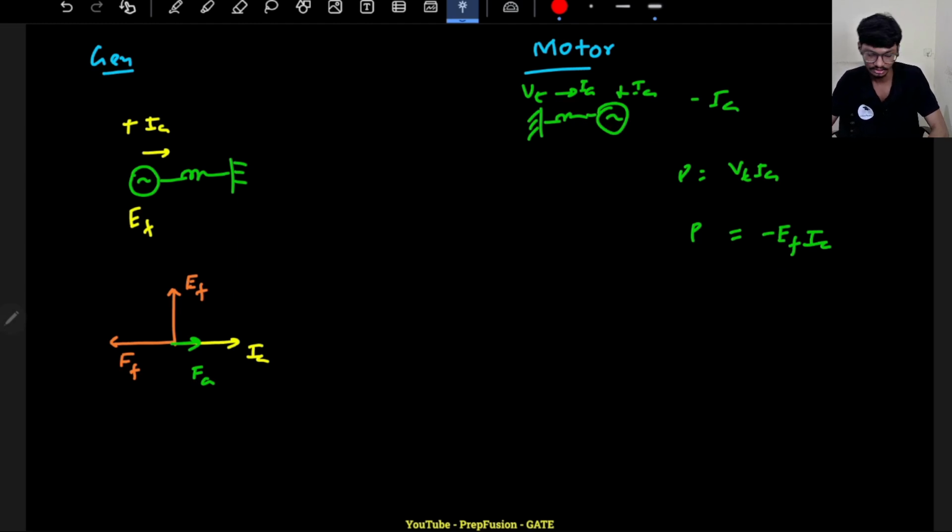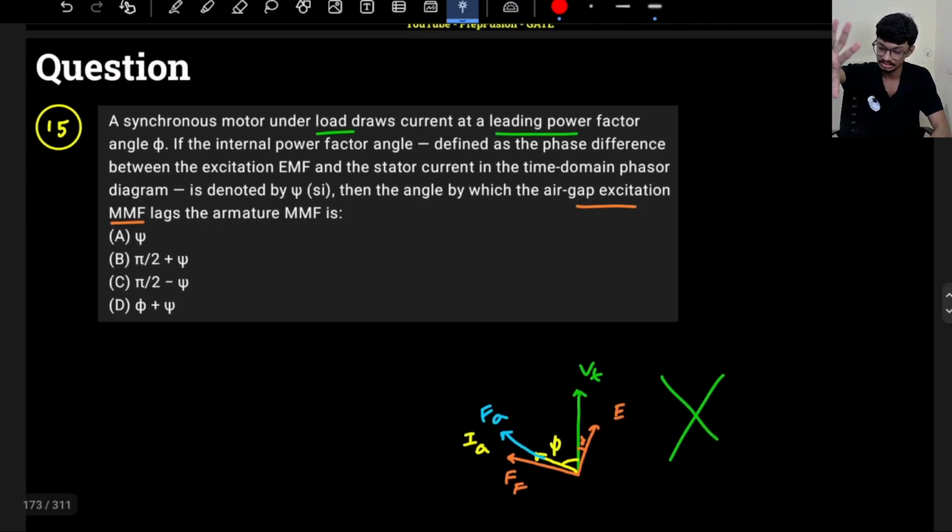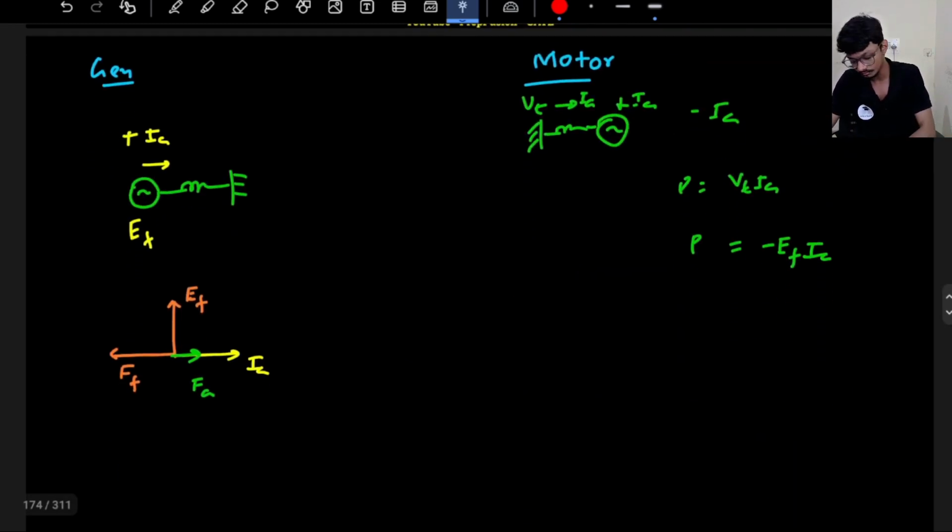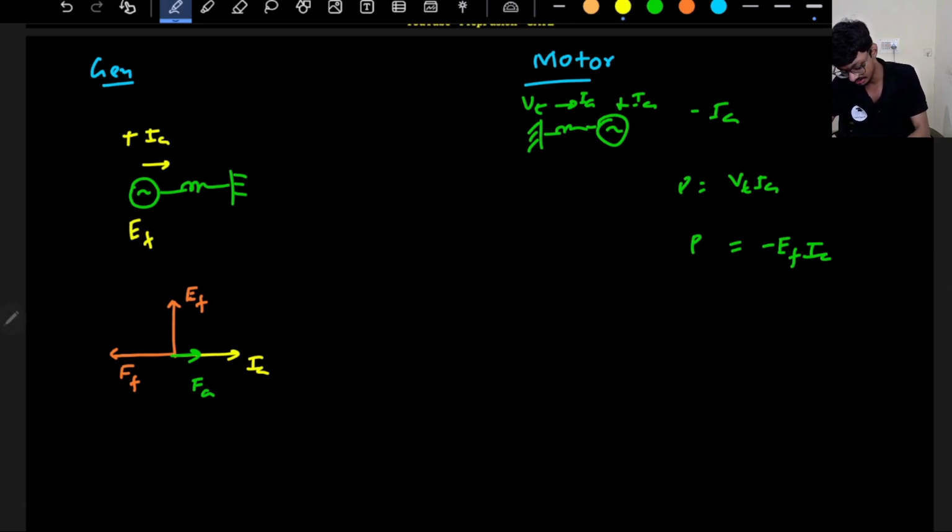Very important thing. No one will tell you this. In the solution of this question, if you search it up, you will find everywhere else it is written wrong. So with respect to the motor, what will it be for a lagging load? This I am discussing for a purely lagging load, like if the internal power factor angle is basically 90 degree, lagging load.